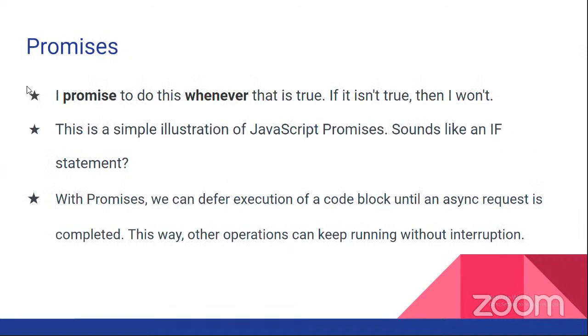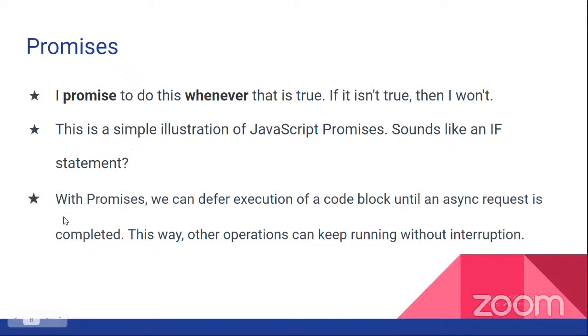The next type of asynchronous operation is promises. There is this joke that if they say, define a promise, you might say, I promise to do this whenever that is true. If it isn't true, then I won't. Although this statement looks like an if operation, trust me, it's not an if operation. There are differences between a promise and an if operation. I will show you that in the example.